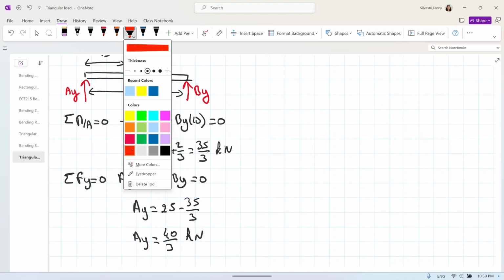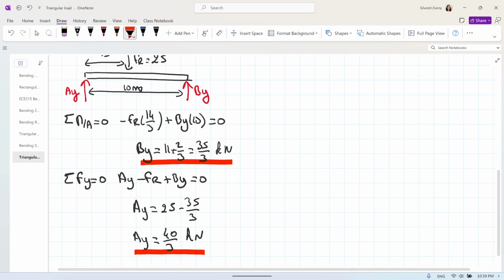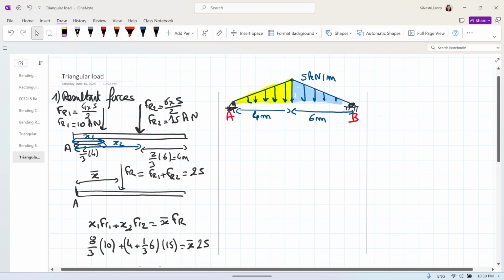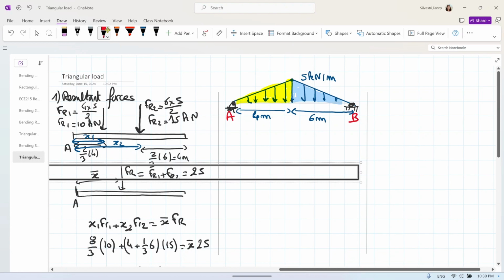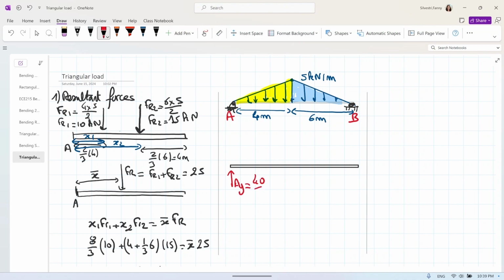Let me highlight them, and I encourage you also to square your final value. That helps the professor to find them on your paper. So 40/3 on the left, 35/3 on the right. We have our beam. Let's draw our beam again. And we have now AY equal 40/3 and BY equal 35/3.